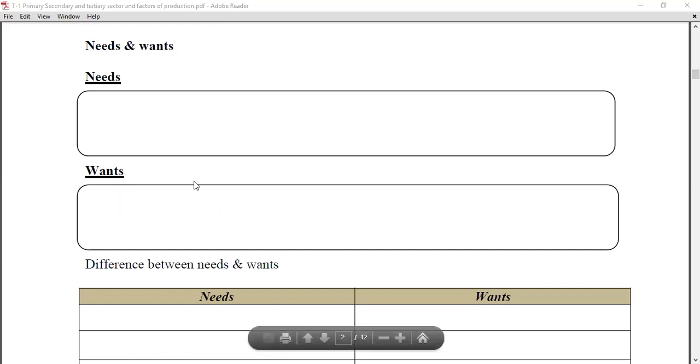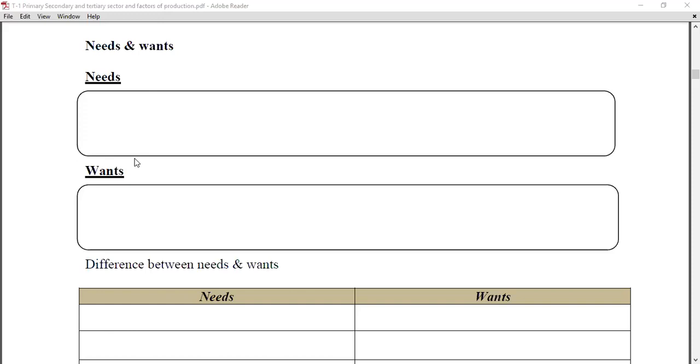For example, let's say a need is food, and there are so many wants. People can satisfy the need for food by consuming rice, bread, pizza, macaroni, vegetables, fruits, so many. Name any food, that's a type of want which can satisfy the hunger, which can satisfy the food need.